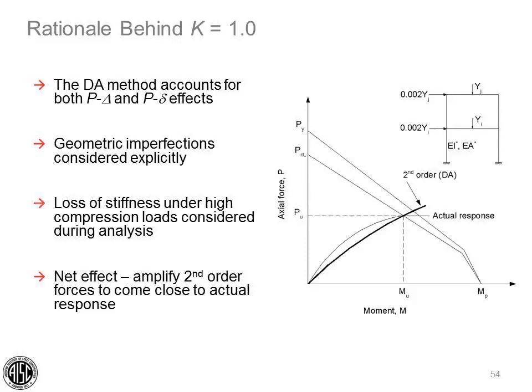So why are we able to eliminate the K factor in the direct analysis method? Well, the direct analysis method accounts for both the P big delta and P little delta effects. Geometric imperfections are considered explicitly, and the loss of stiffness under high compression loads is considered in the analysis by reducing the member stiffness. The result is that the direct analysis method forces are very close to the actual response of the structure at the strength limit state.